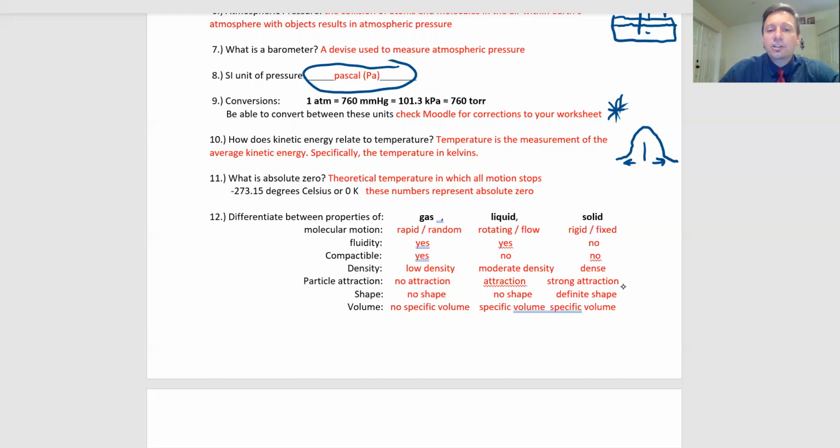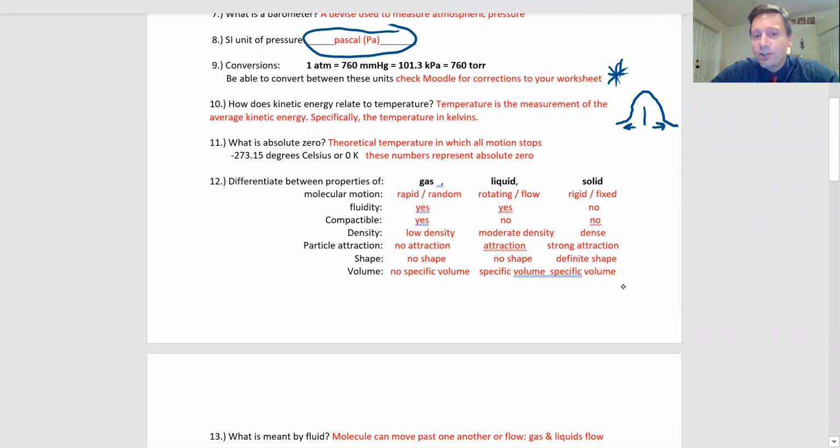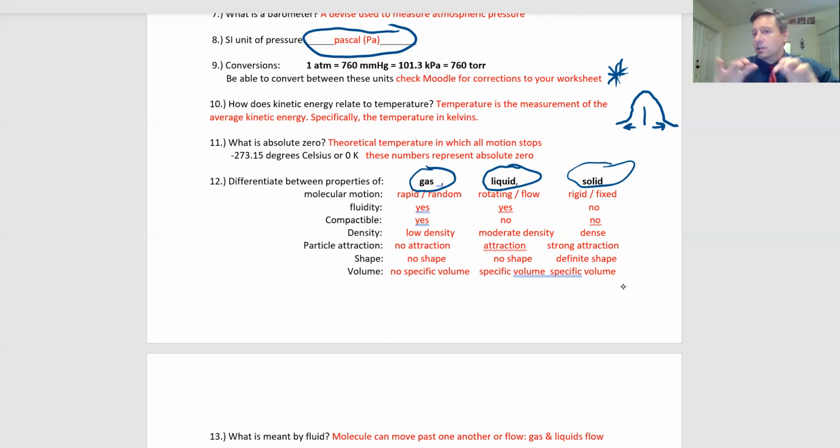Number 12. Here's a little differentiation chart. You guys know I like differentiation charts. So here we have our gas, liquid, solid. So molecular motion. Gas is rapid and random. Liquid is flowing. It's moving past one another, rotating around. It's not flying far away from each other because there is attraction. That's why it's a liquid and not a gas. And solids, they're rigid. They're in a fixed position, just vibrating in a fixed position.